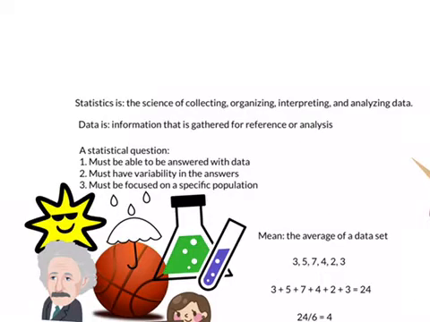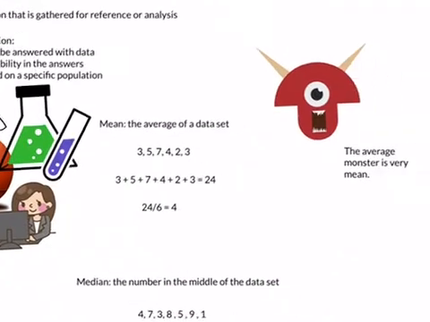Now, data is information that is gathered for reference or analysis. So it's the actual stuff that you gather when you're doing a statistical analysis. A statistical question must be able to be answered with data, must have variability in the answers, and must be focused on a specific population. All right, let's move right into the stuff we are going to learn today. So, mean.